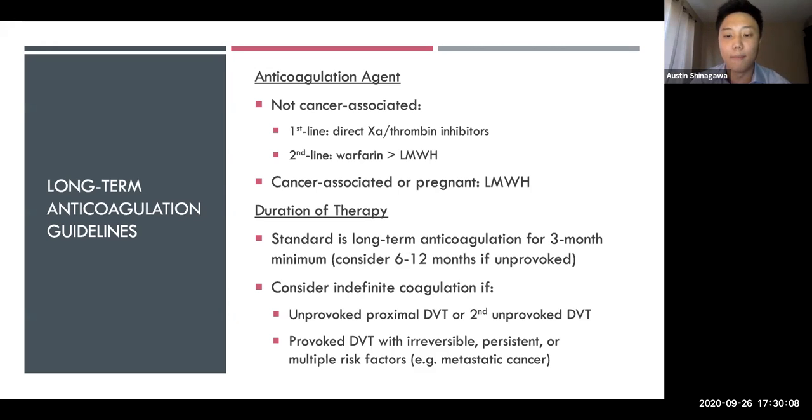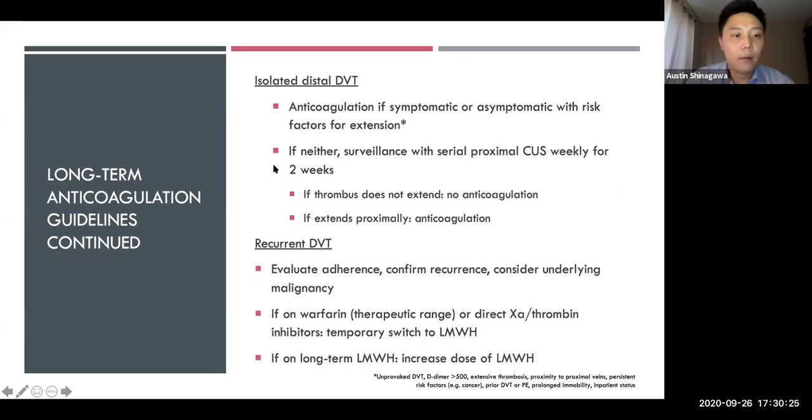And one of the big ones here is something like metastatic cancer, which the patient will likely have for the rest of their life. And so you're going to want to anticoagulate them for the rest of their life, as long as they don't have contraindications to anticoagulation, which we'll discuss in a little bit.